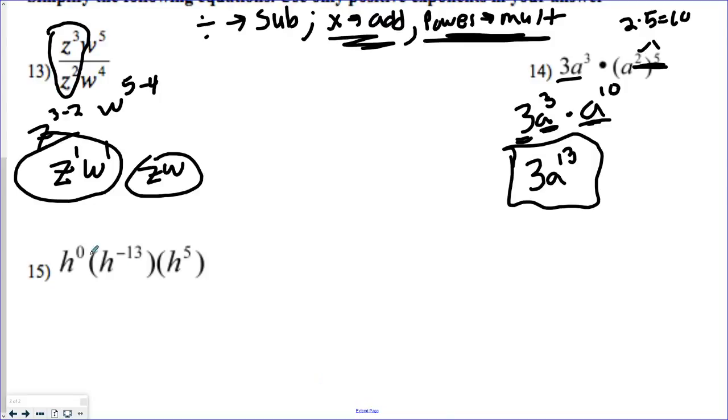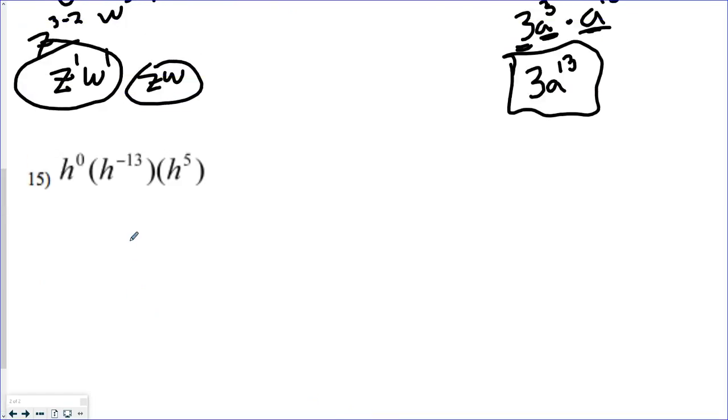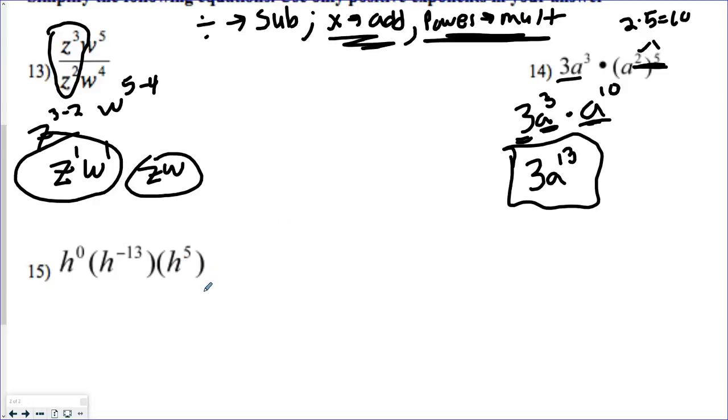And the last one here has another special sub rule to it. So the other sub rule is that anything to the 0 power is automatically 1. So this h right here is automatically 1. So you can essentially forget about it because 1 times anything is just itself, so it's not going to really bother anything. This is another sub rule here, is that a negative exponent. So let's combine these first and then we'll talk about it. So h to the negative 13th times h to the 5th. Well, again, that's a multiplication rule. So this is going to be h to the negative 13th plus 5, which is h to the 8th.